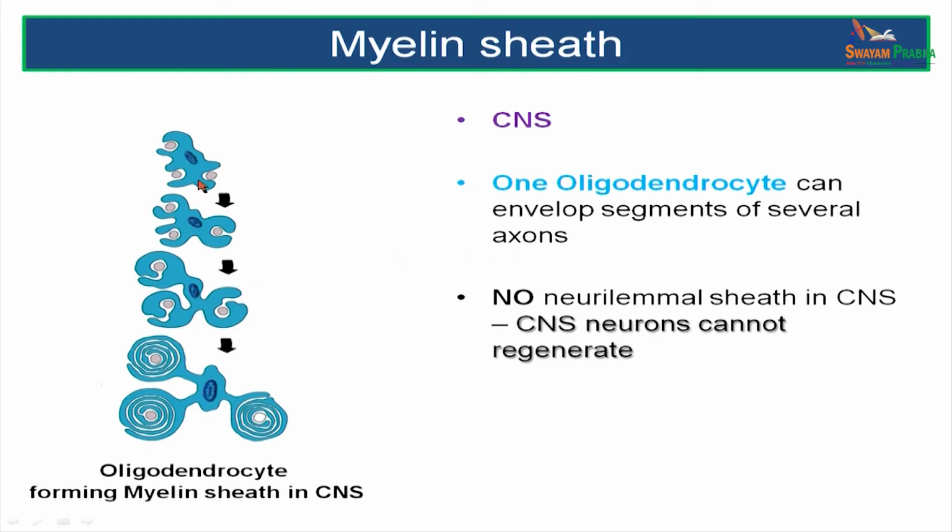Here you see the myelin sheath formed in the central nervous system. So, in the central nervous system, the cell forming the myelin sheath is called the oligodendrocyte. There is one oligodendrocyte that can form myelin sheaths for several axons. Like you see here, there is one oligodendrocyte and it is forming myelin sheaths for 3 axons. And here you see how the spiraling takes place. But there is no neurolemmal sheath, so there will be no regeneration or repair of neurons in the central nervous system. Always remember this.